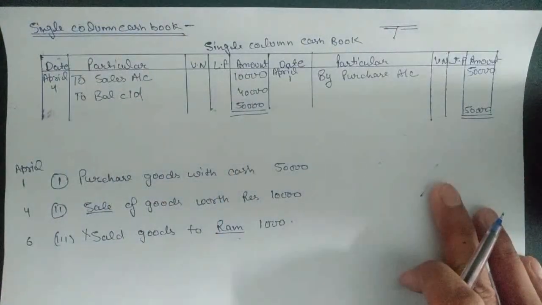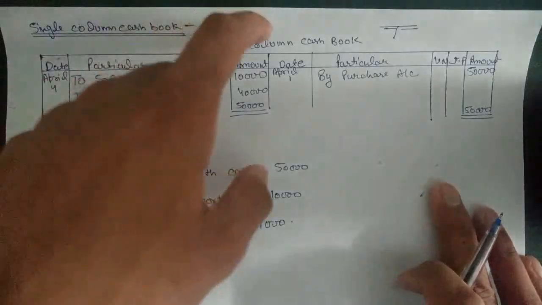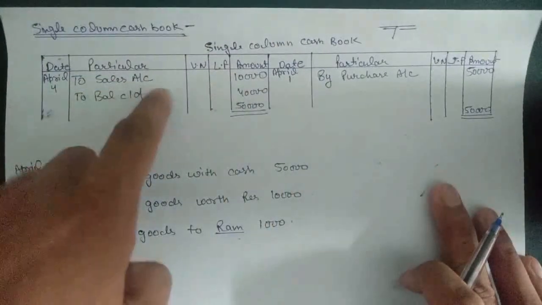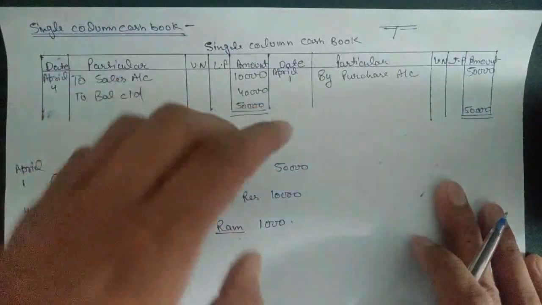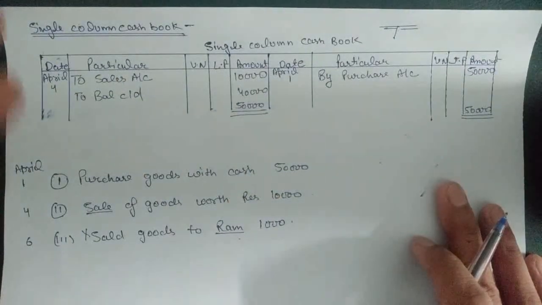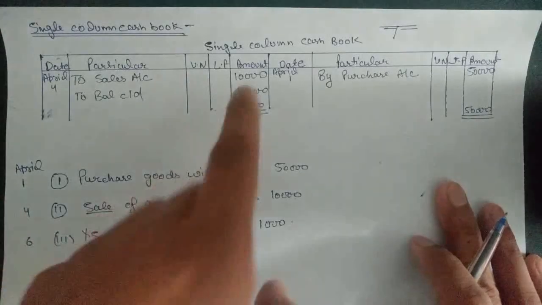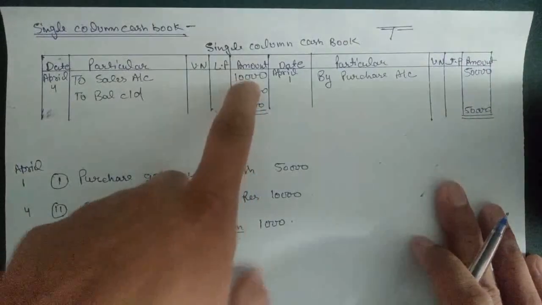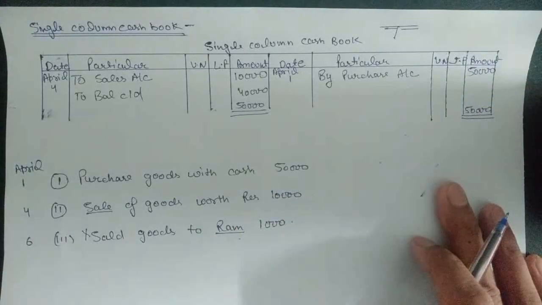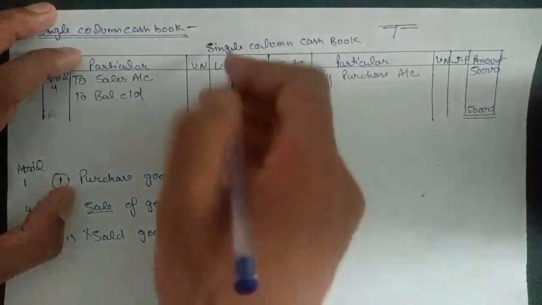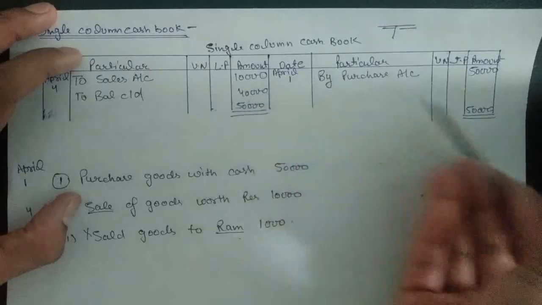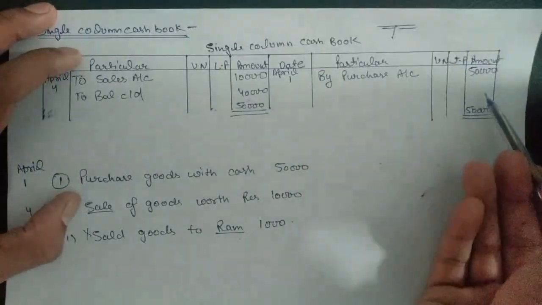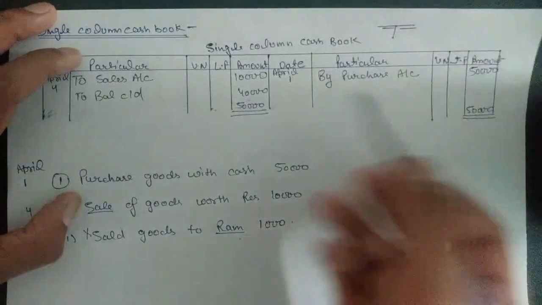But one more thing I need to tell: in the single column cash book the balance of this side will always be higher than this side, because we can spend only that much cash as we have. So if we have only 10,000 we can spend only 10,000, because cash can't go negative. If we take it as 1 lakh, then this side is high: 1 lakh minus 50,000, the remaining balance will be 50,000.